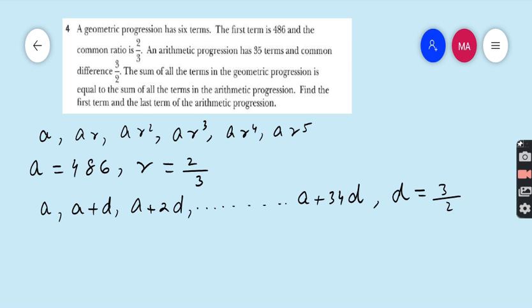The sum of all the terms in the geometric progression is equal to the sum of all the terms in the arithmetic progression. Find the first term and the last term of the arithmetic progression. Very easy question.